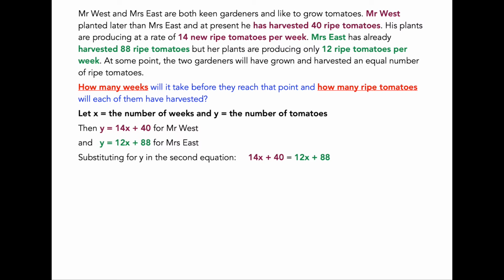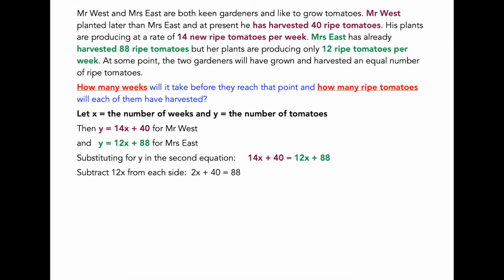In this equation, I want to bring all the x values over to the left-hand side. So I'm going to do that by subtracting 12x from each side of the equation. And the result of that will be 14x minus 12x is 2x, plus 40 equals, the 12x cancels out because I'm subtracting it, so 2x plus 40 equals 88.